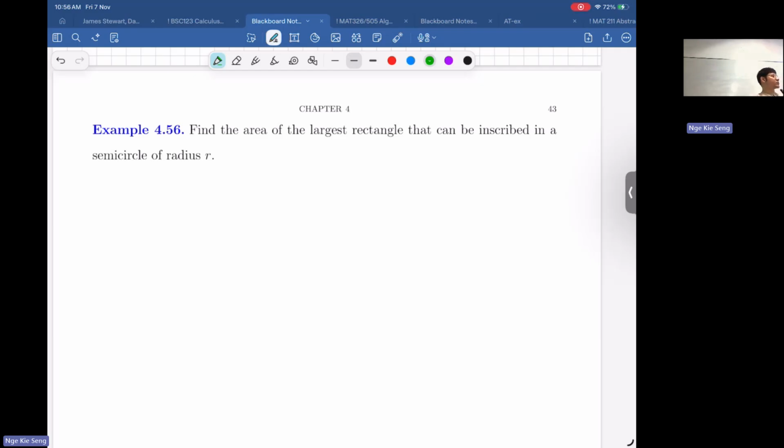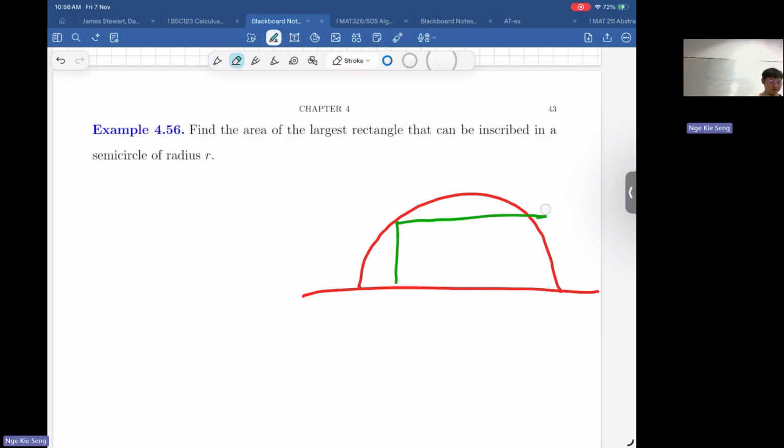Okay, so again, it's an inscribing question here. So you need to get your shape out. First is the semicircle, and then second is the rectangle, so we need to draw the rectangle. Okay, so what's the relation you can write out here? What's the question? Area of the largest rectangle. So at least you need to label your rectangle first. But then how do you relate it to your semicircle?